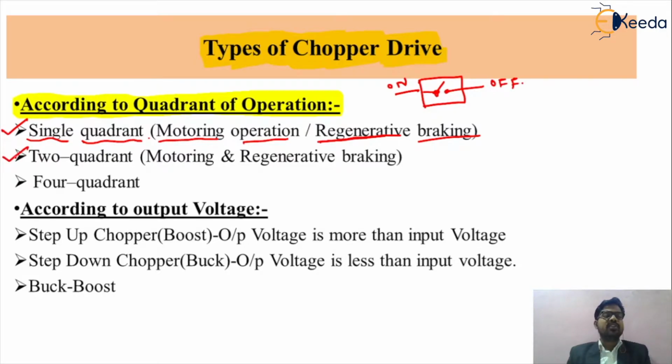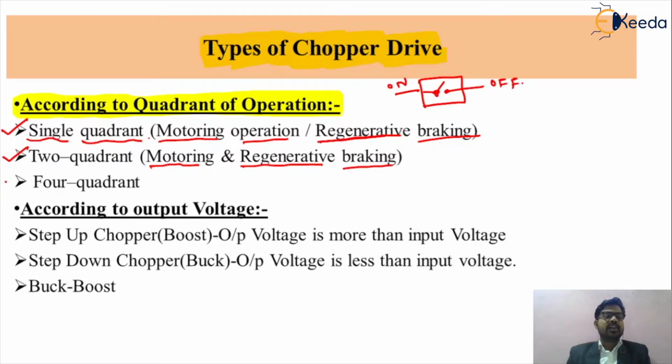The second type is called a two-quadrant chopper. The name itself indicates its meaning. Such a chopper will be operated in two quadrants. So that type of chopper is called a two-quadrant chopper, and the operation may be motoring and regenerative braking. So this will be the second type of chopper.